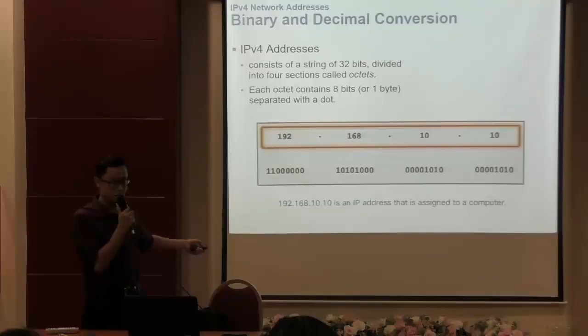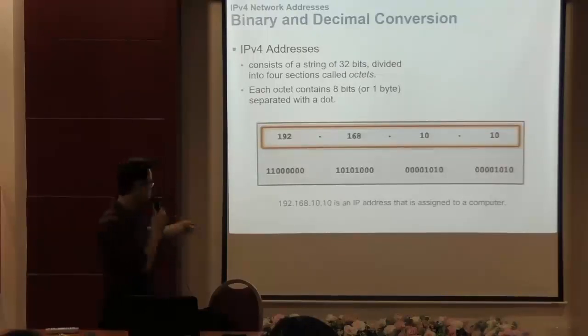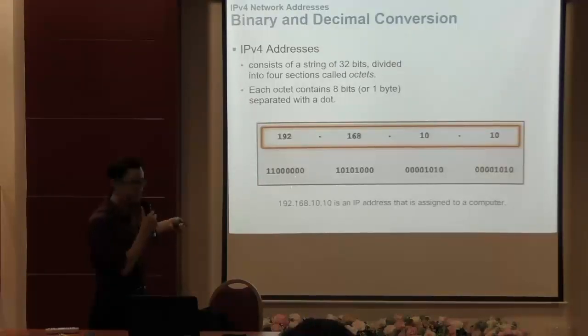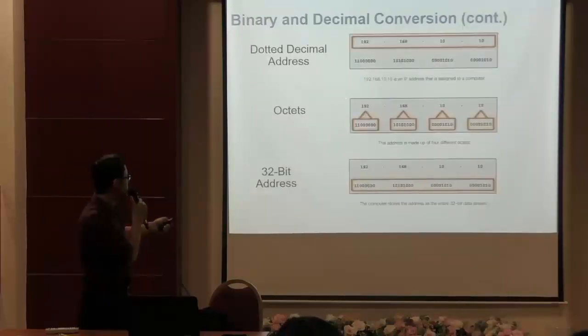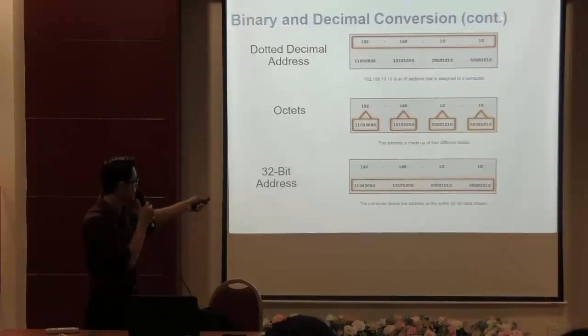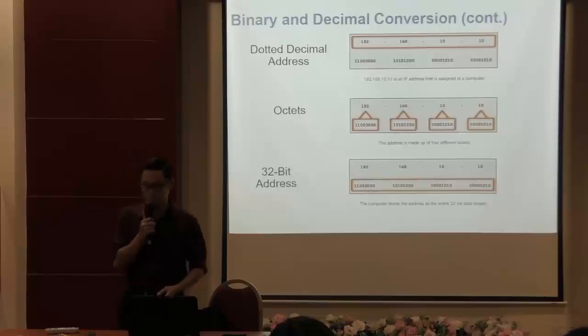So the binary number is what your machine understands. They don't understand the decimal number, but the binary number. Each octet is separated in the dotted decimal address. You can see in this figure. Each octet contains its own binary number, and when we total up, you get the 32 bits.